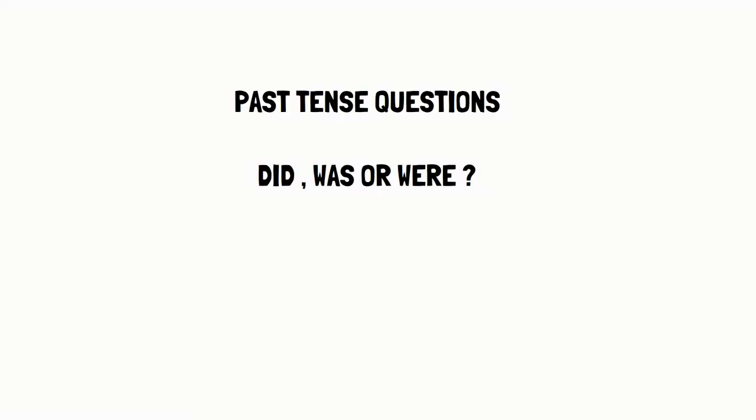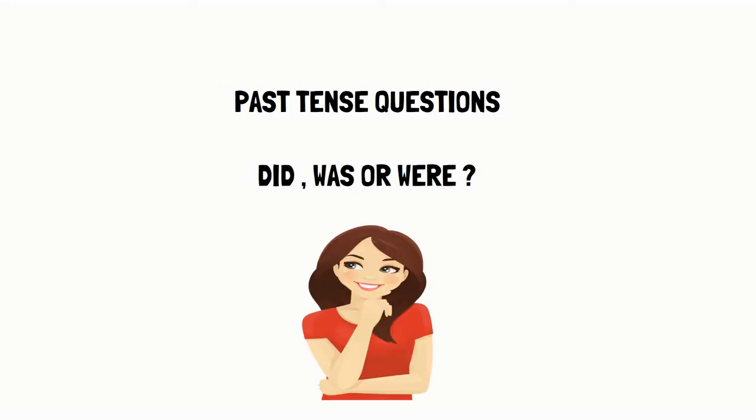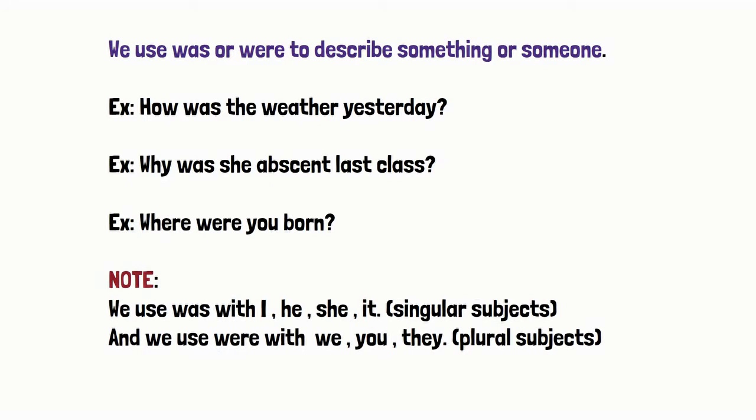In this lesson, you're going to learn the past tense questions. Shall I use did, was, or were? So we use was or were to describe something or someone. Examples: how was the weather yesterday? Why was she absent last class? Where were you born? So we use was with I, he, she, it, and we use were with we, you, and they.